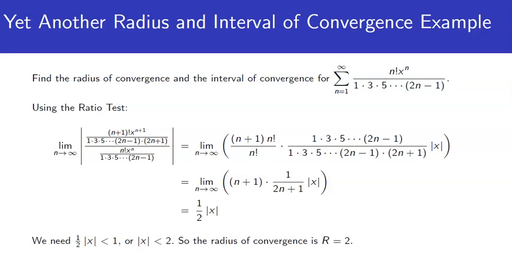In this video, we're asked to find, yet again, the radius and interval of convergence of a power series. We've got terms that have n factorial x to the n in the numerator, and then terms that are factorial-like in the denominator, except that each factor goes up by 2 rather than 1.